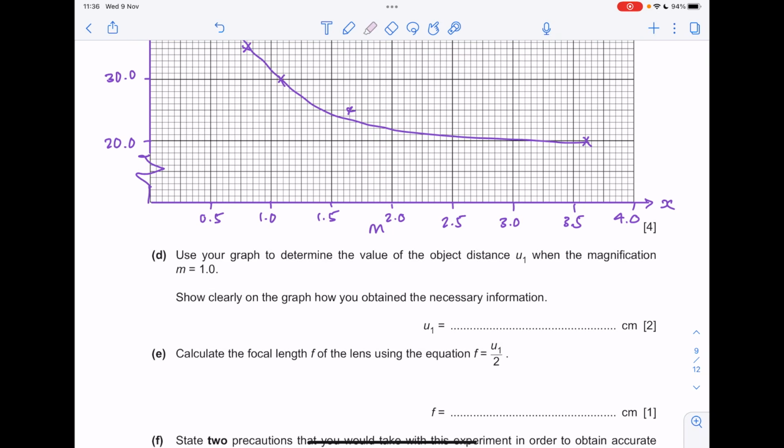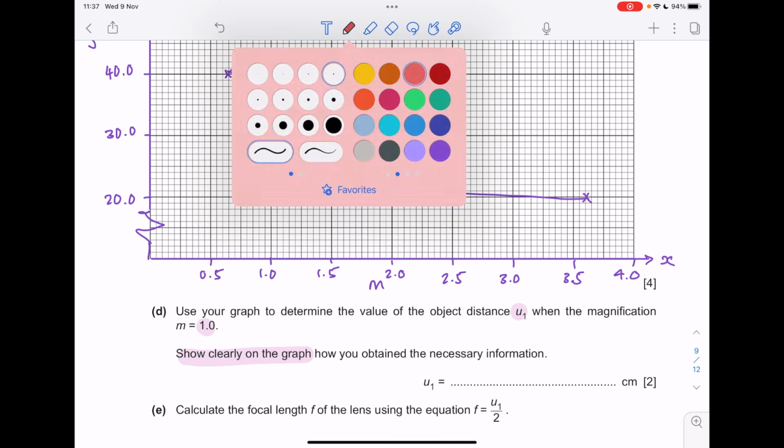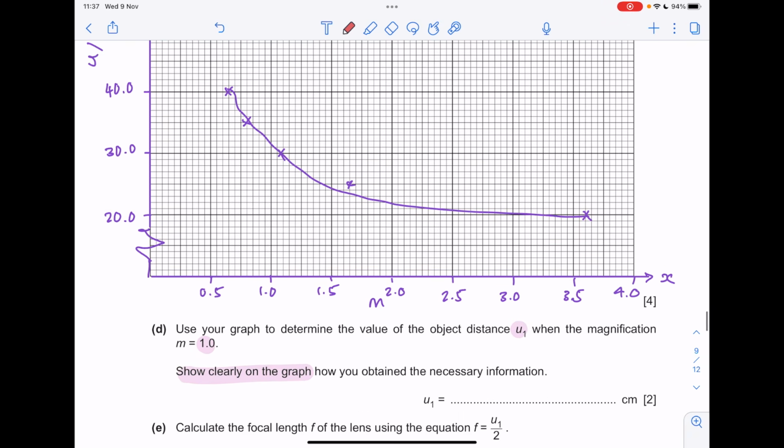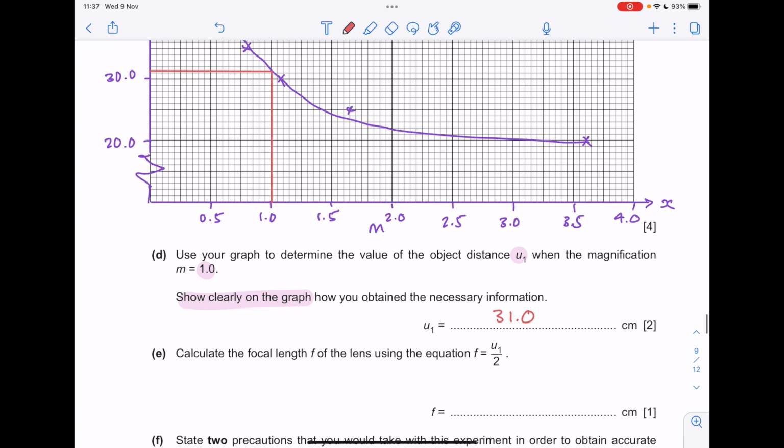Use your graph to determine the value of the object distance u1 when the magnification is 1.0. Show clearly on the graph how you obtain the necessary information. That means you have to draw a line on the graph where m is 1 and show how you're reading across to the y-axis to get that u reading, which I think is 31. Calculate the focal length using this equation.